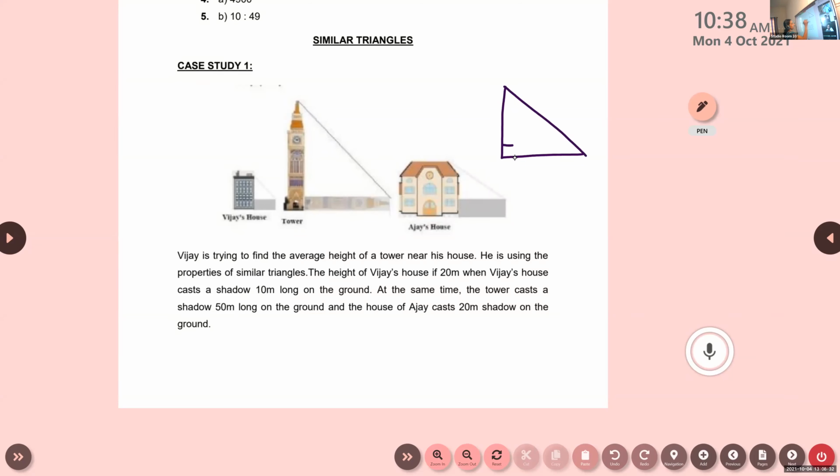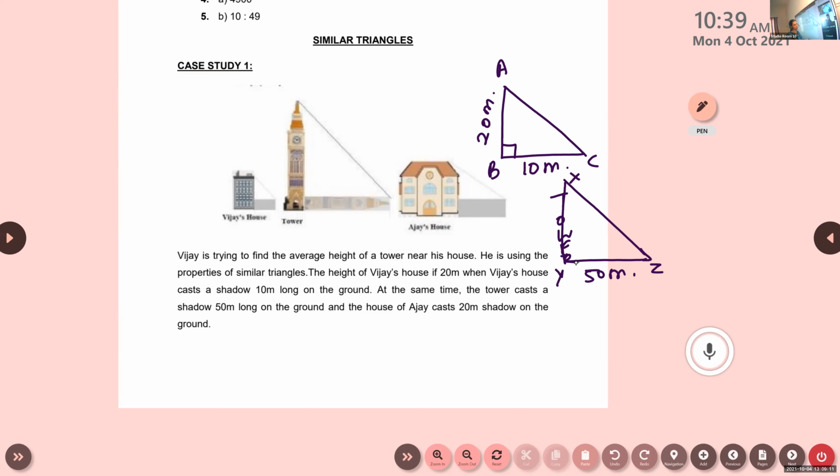It will always be 90 degree. Ground and tower will be making 90 degrees. So the height of Vijay's house is 20 meters and it casts a shadow of 10 meter long. At the same time, a tower casts a shadow 50 meter. So suppose this is a tower. So tower casts a shadow of 50 meter. Suppose we name this triangle as A, B, C, X, Y, Z. Let this be the tower. Then we are asked to find the height of the tower.